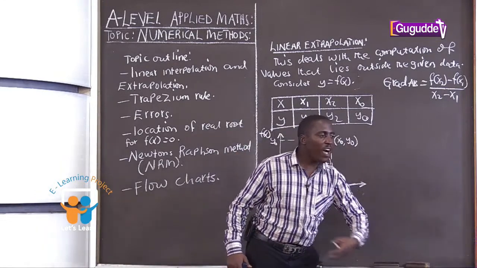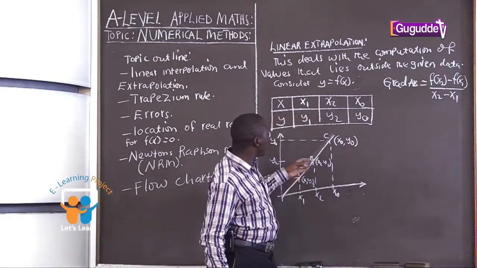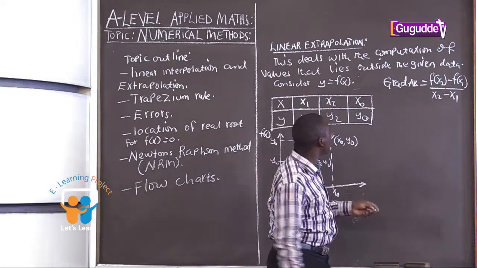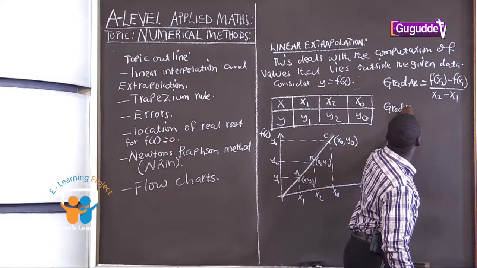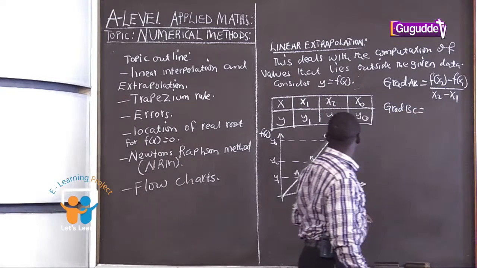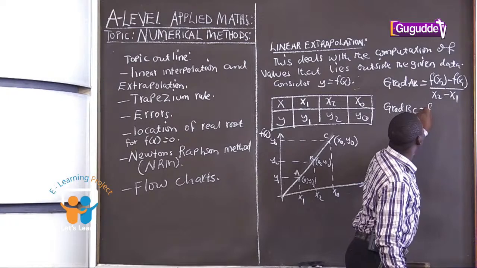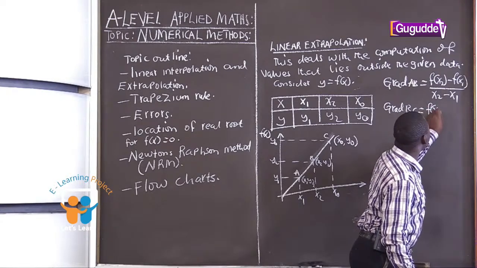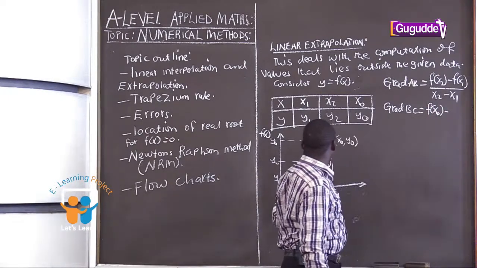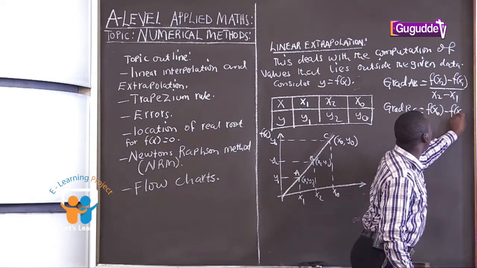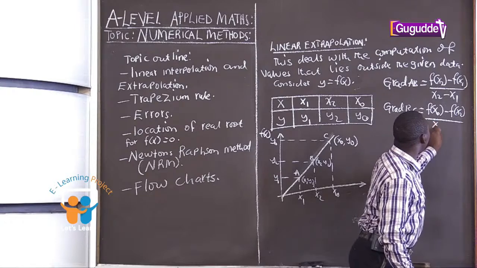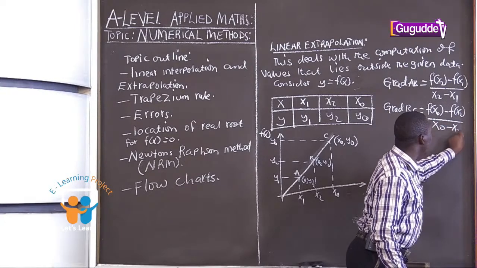So we shall also go ahead and look for the gradient BC. So gradient BC will be equivalent to f of x0 minus f of x2, then over x0 minus x2.